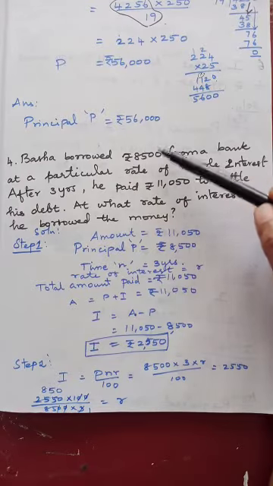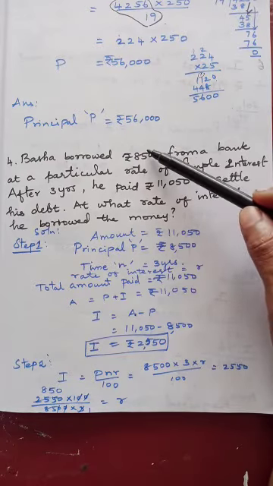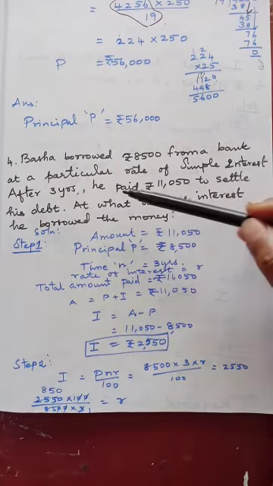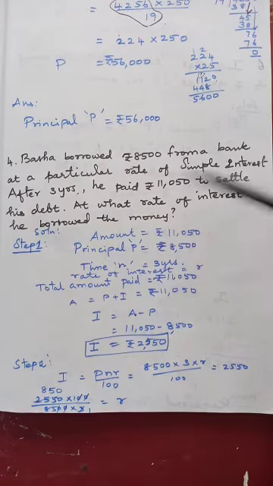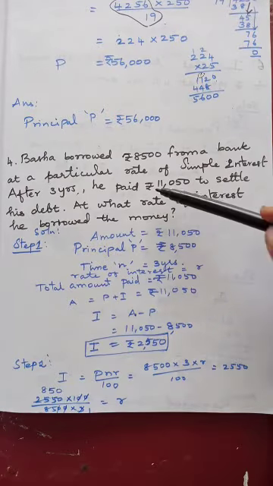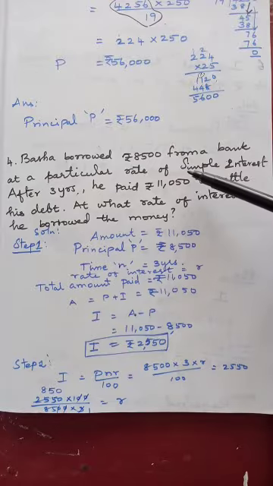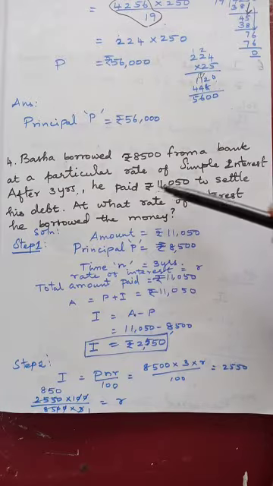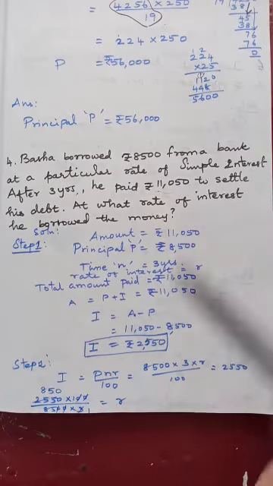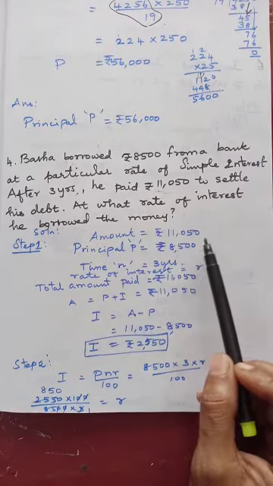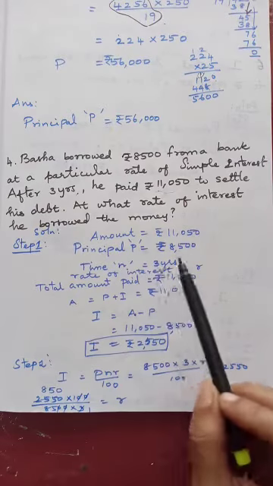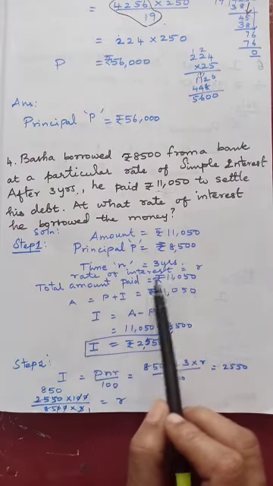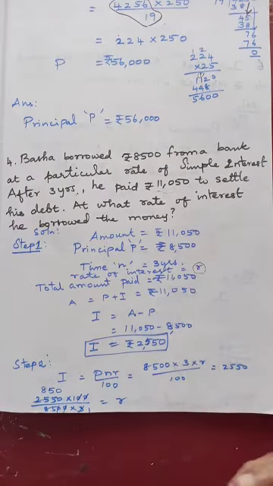Here they are given the borrowed money, that is principal. Then after 3 years, that is n number of years, they are given, he paid this much amount to settle his debt. So 11,050 rupees he paid. So this is the amount he paid after 3 years. So A and P are given. So amount is equal to rupees 11,050. Then principal P is equal to rupees 8,500. Then time is equal to 3 years. Rate of interest is equal to R. This you have to find.